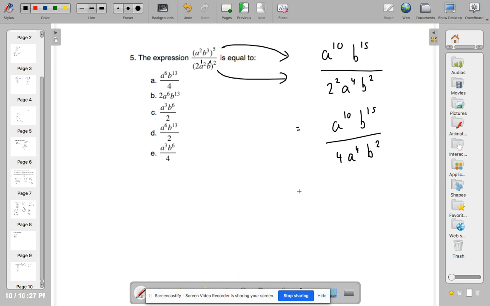Now, for the last step, I've only got one number involved here. The rest are indices. So that 4 there, I'm just going to leave there. I've got A to the power of 10 divided by A to the power of 4. That's going to give me 10 minus 4 is 6. A to the power of 6. B to the power of 15 minus 2 is 13. So A to the power of 6, B to the power of 13 over 4. And the answer there would be A out of those multiple choice questions.